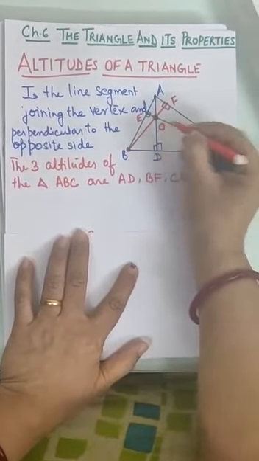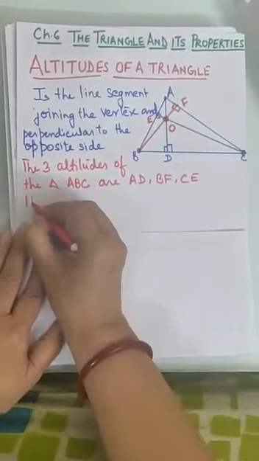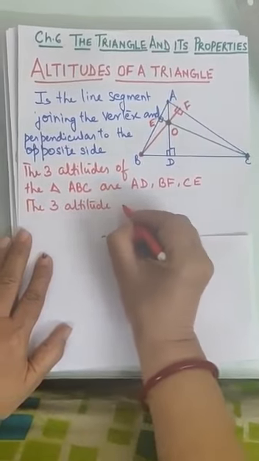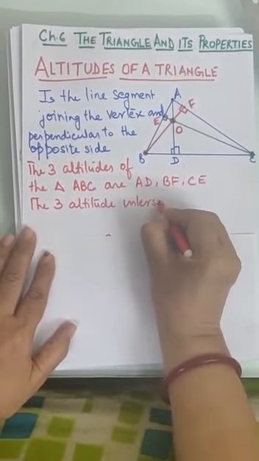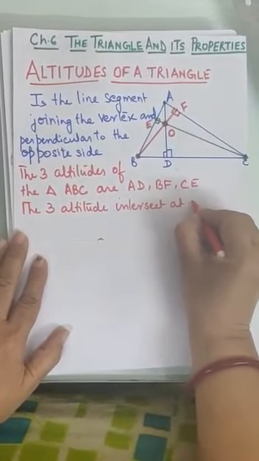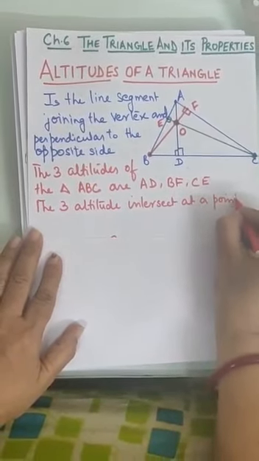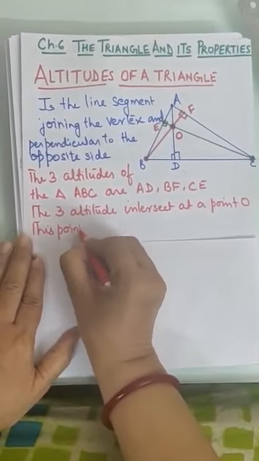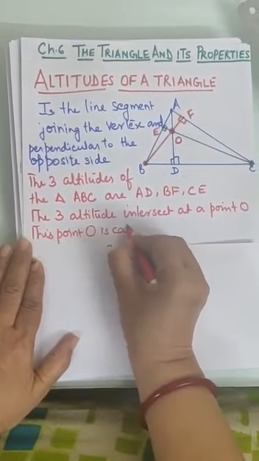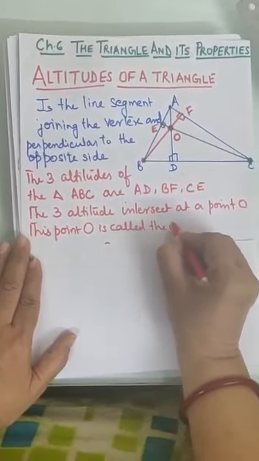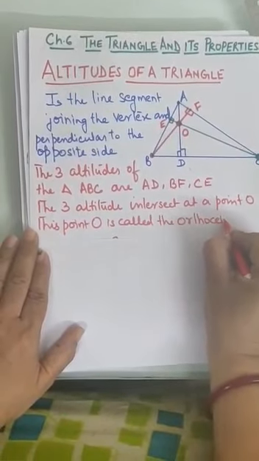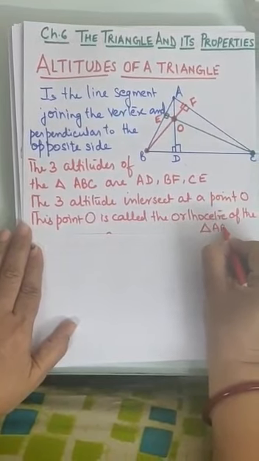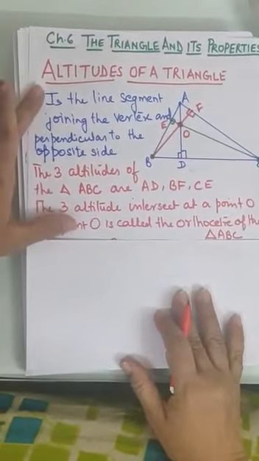Let us name this point O. The three altitudes intersect at a point O. This point O is called the orthocenter of the triangle ABC. Alright, is this clear?